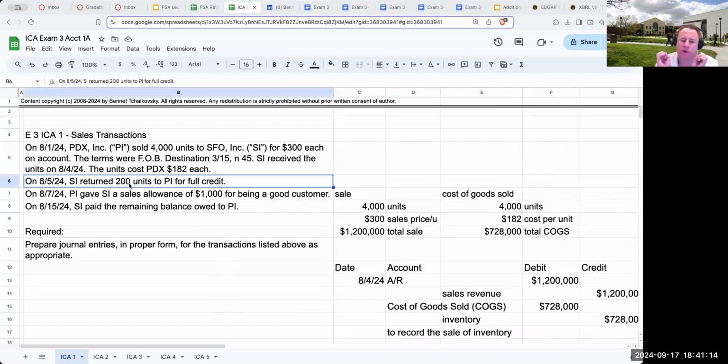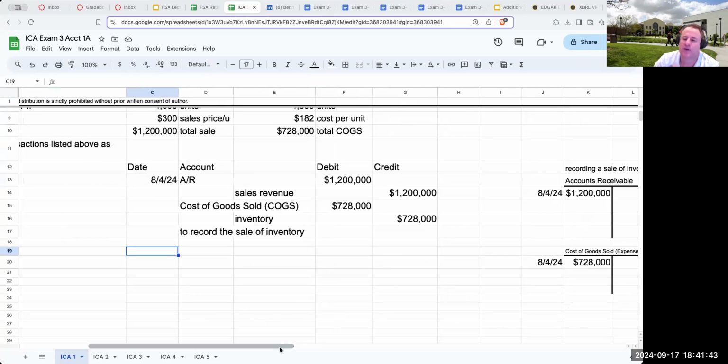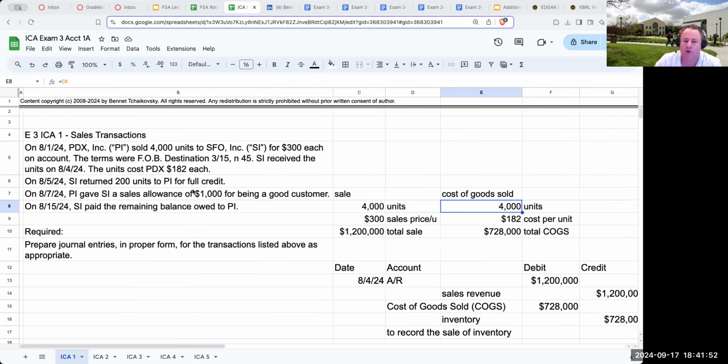Now we're going to be dealing with some other situations, right? What happens if someone returns units to me? Okay, so SI gave us back 200 units for full credit. What we have to go through and do is we're basically going to have what we call a sales return. When we have a sales return, it means that the inventory is coming back to us. So, is the full 4,000 units coming back to us? The answer is no. Only 200 units are coming back to us.